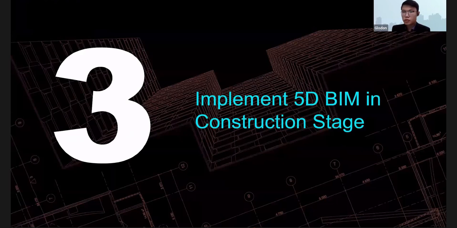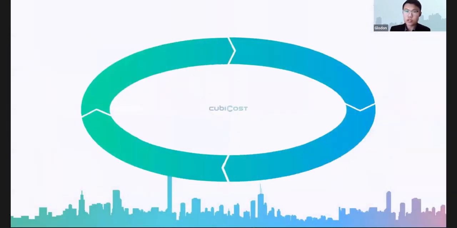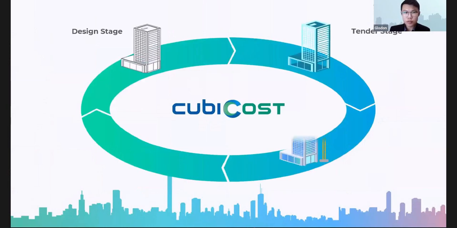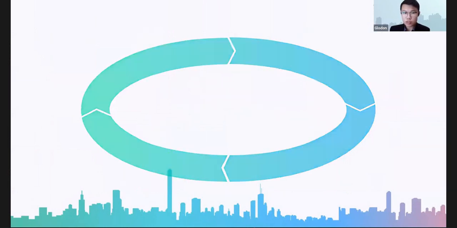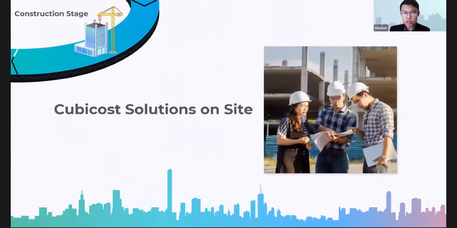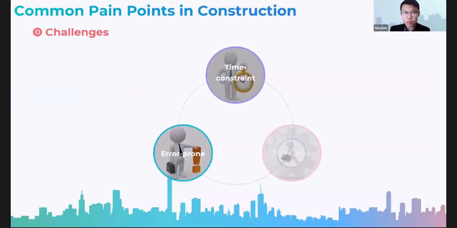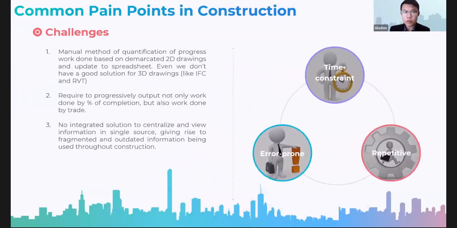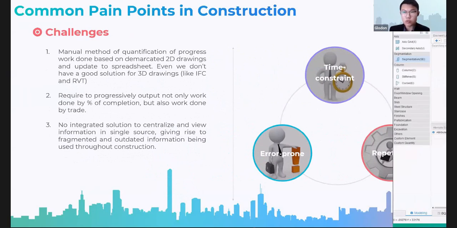The next one we are going to talk about is how to implement 5D BIM in construction stage. From here, you can see we have different stages in construction. During the construction stage, there are some common pain points, or I would say some challenges. For example, we will face time constraint, error prone, or even repetitive works. Next, we are going to see how our software can help all of us to reduce all of these issues.